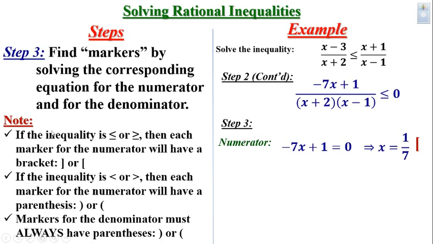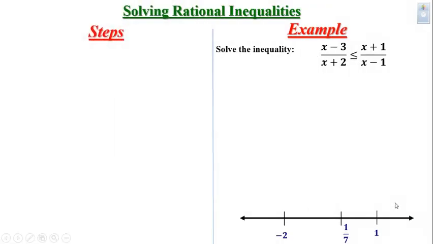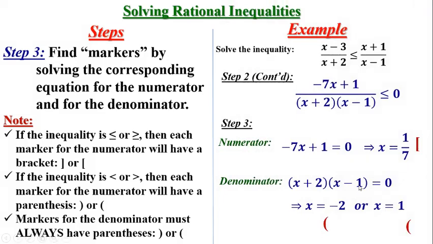Now, that's explained over here. If the inequalities are less than or equal to or greater than or equal to, the numerator marker will be a bracket. But if the inequality is a less than or greater than, that means a strict inequality, your marker will be parentheses. Denominator markers are always parentheses because the denominator is never allowed to be 0. So we set our denominator equal to 0 and we solve, and both of those get parentheses. So the denominator only gets parentheses and the numerator markers get brackets.